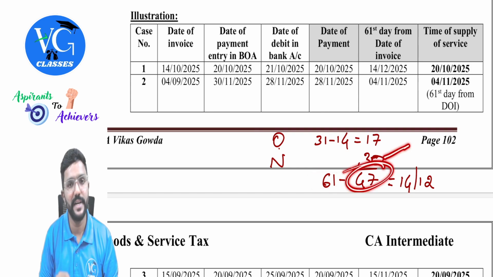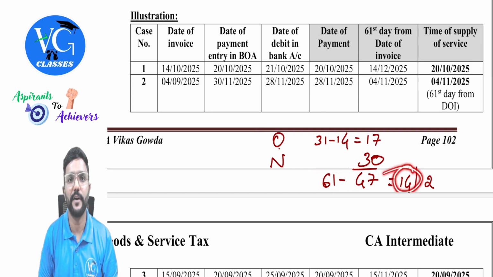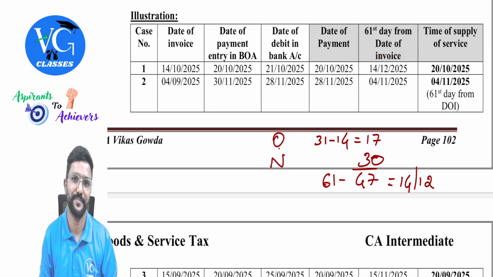Till November end, 47 days are already over. Remaining is what? 14 days. So it is 14th December, guys. So the 61st day from the date of invoice is 14th December. Hope you understood.